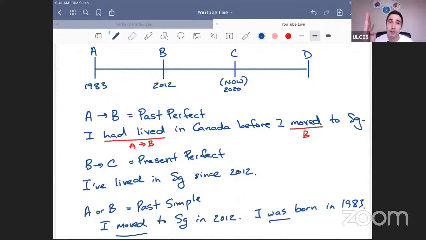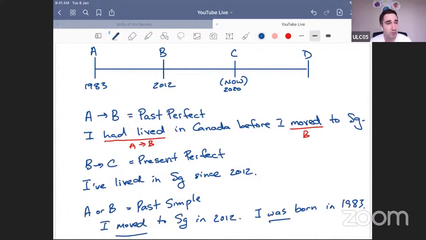So any one action before C is past simple. This morning I ate breakfast, right? That's before now, right? Yesterday I watched a movie. 100 years ago, China, I don't know. But if we're only talking about one time, that's when we use simple. If we're talking about two times, that's when we use perfect.